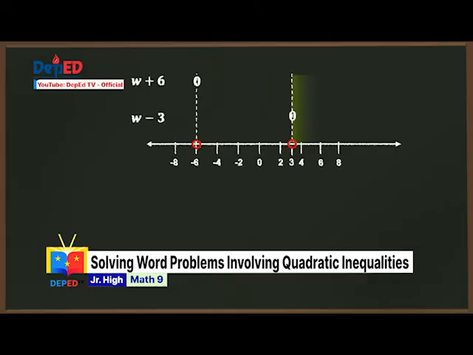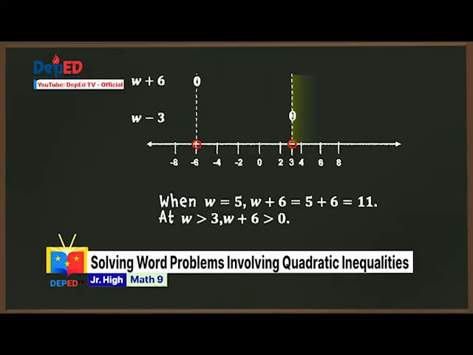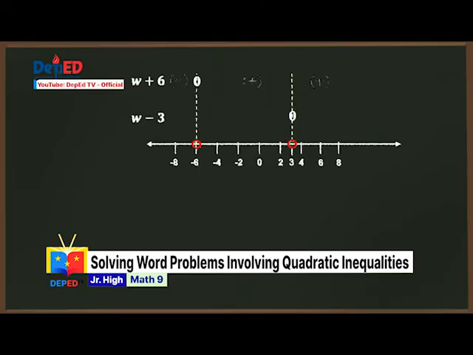In the region to the right of 3, we may use 5 as the test value. And when w is 5, w plus 6 will be equal to 5 plus 6, in which the result is 11. Hence, in this region where w is greater than 3, the value of w plus 6 is also positive. Let's add these observations in the graph.